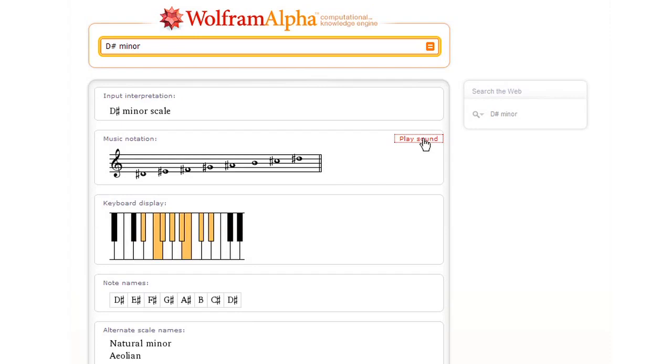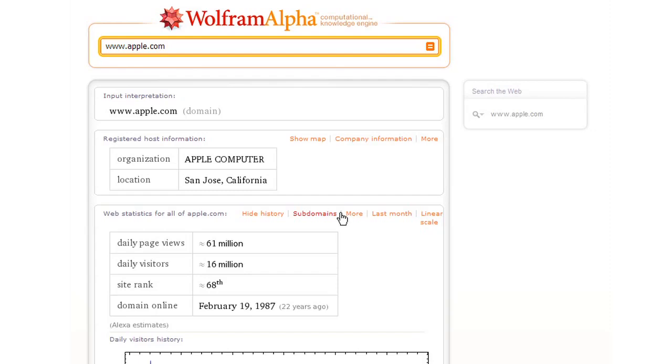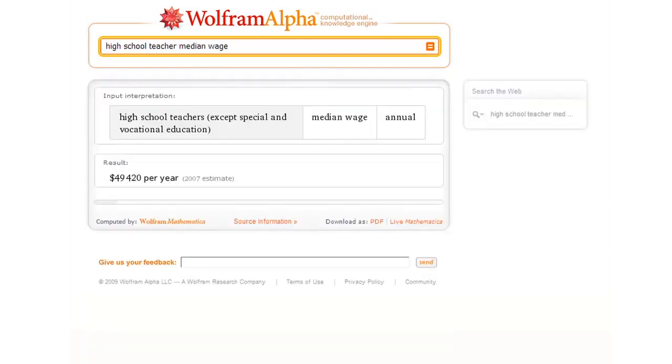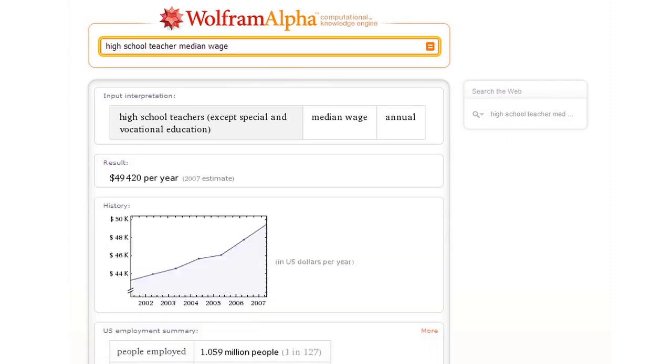How about a website? And we can go and drill down and look at history and so on. Or something completely different. Let's ask about high school teacher median wages. And it'll give me the result for the US here and show me a plot of history and so on.